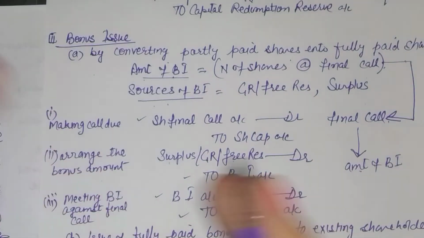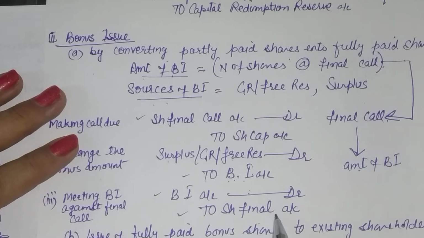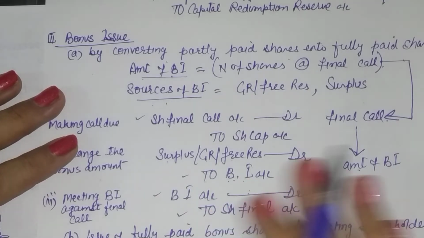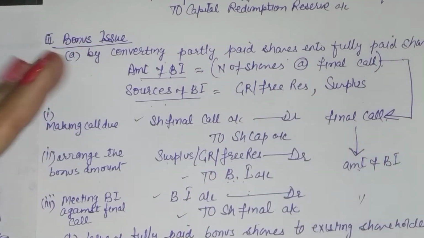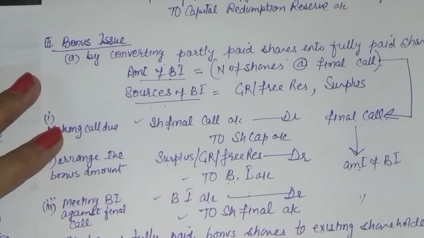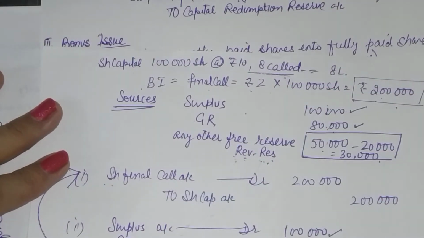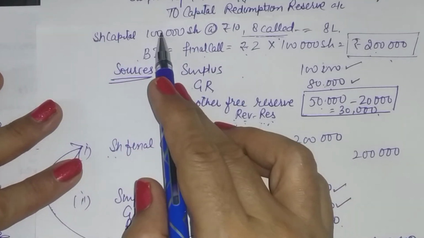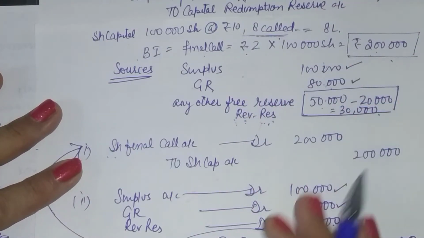So rather than having bank to share final call, we are having bonus issue to share final call account with the same amount. So the effect is capital increases. Whereas we were having 1 lakh shares of 8 rupees called, now after this our capital will be 1 lakh shares of 10 rupees fully called and paid. So 10 lakh rupees of capital.